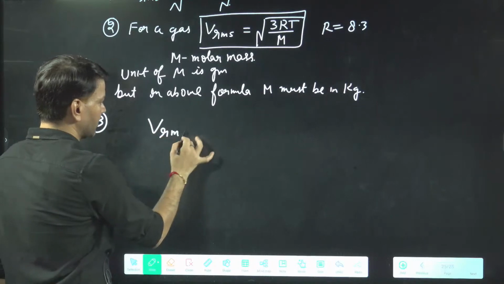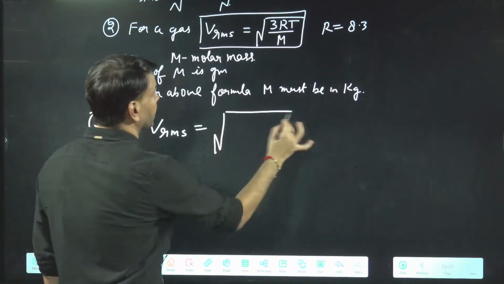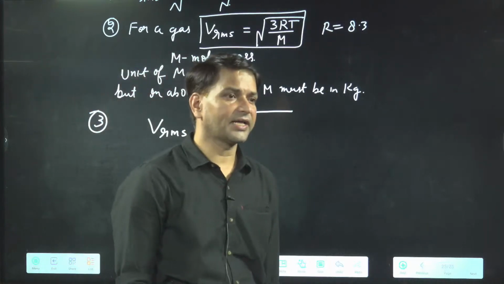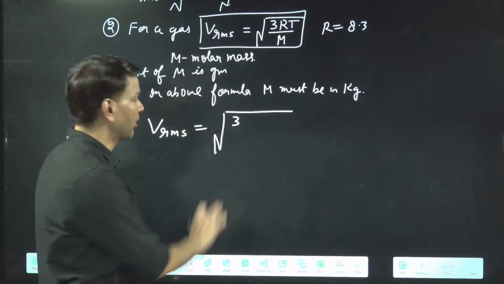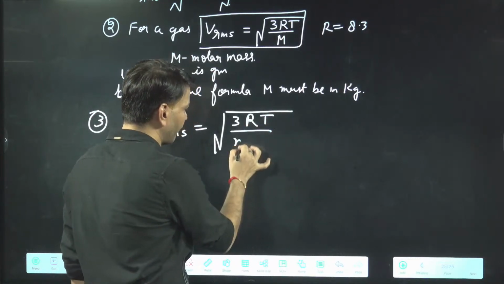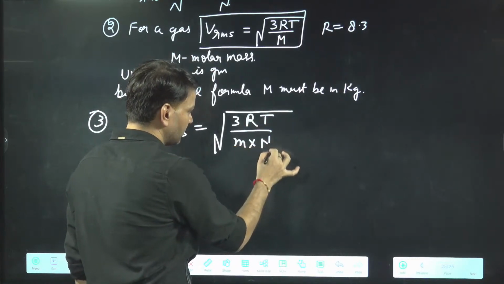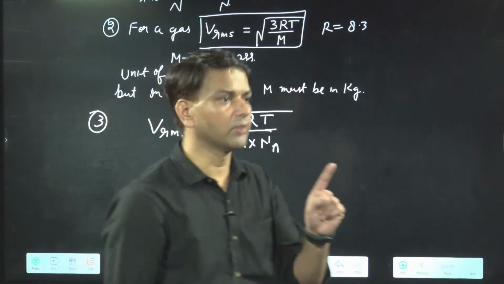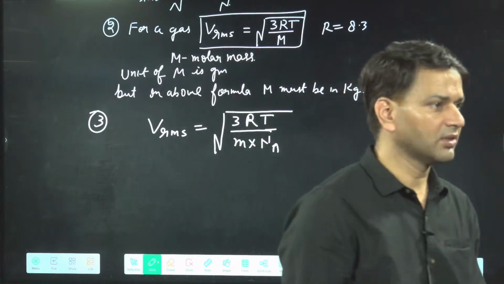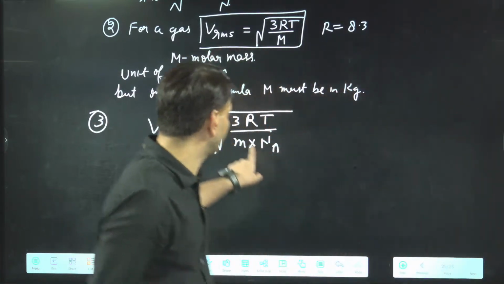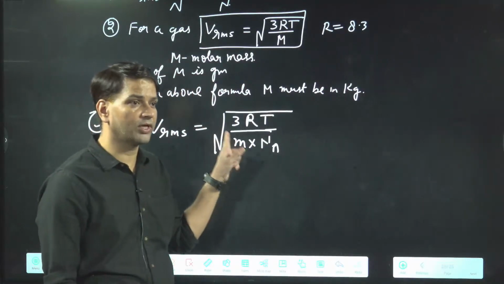So VRMS I can write as under root of 3RT by molar mass. Molar mass I can say is the mass of one molecule into Avogadro number. Molar mass means the mass of 1 mole, and the mass of 1 mole means the mass of Avogadro number of molecules. If the mass of 1 molecule is M, then the total mass you will get is M into Na.